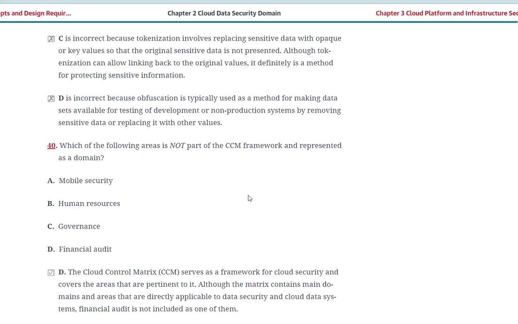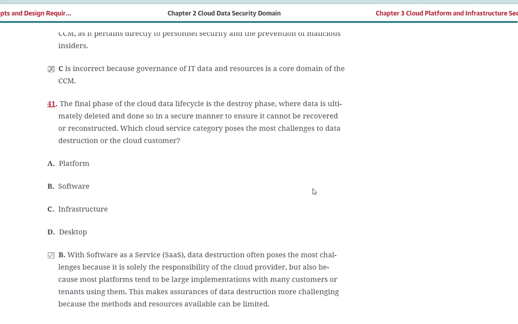Question 40. Which of the following areas is not part of the CCM framework and represented as a domain? The correct answer is financial audit. Question 41. The final phase of the cloud data lifecycle is the destroy phase, where data is ultimately deleted and done so in a secure manner to ensure that it cannot be recovered or reconstructed. Which cloud service category poses the most challenges to data destruction for the cloud customer? And the correct answer is B.